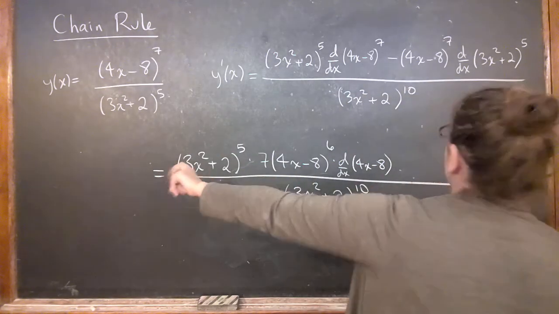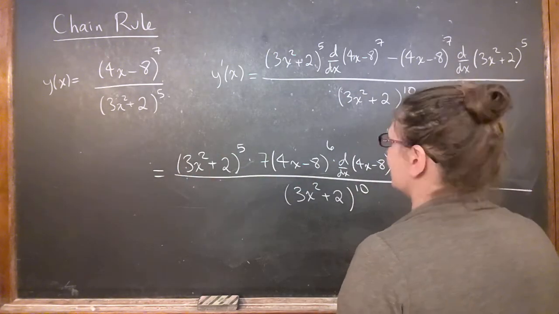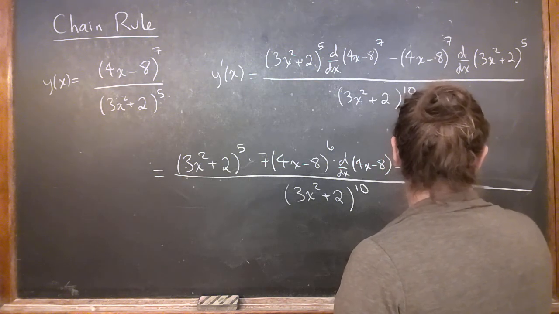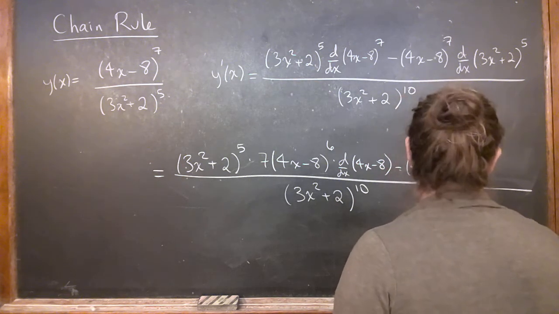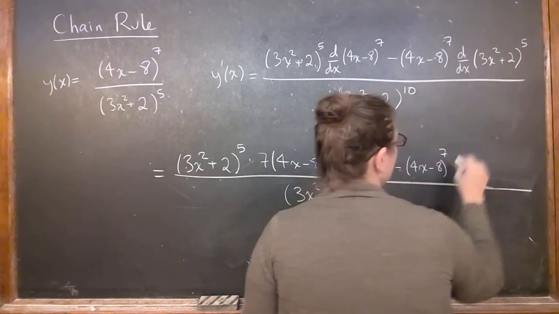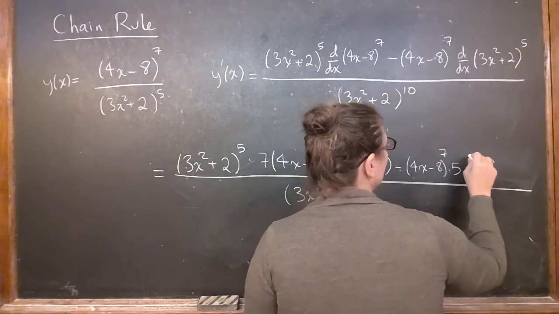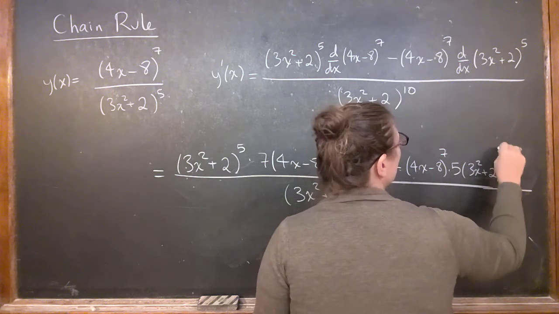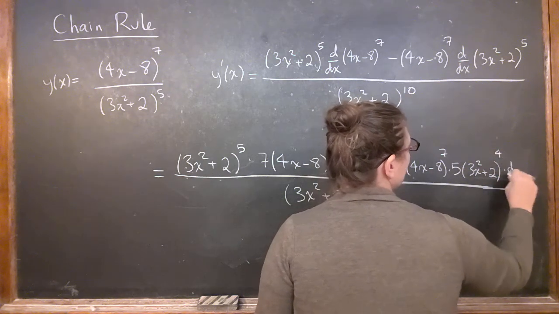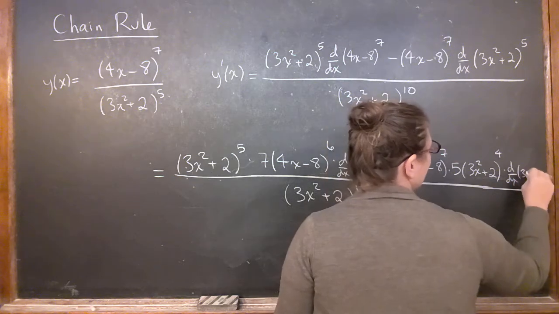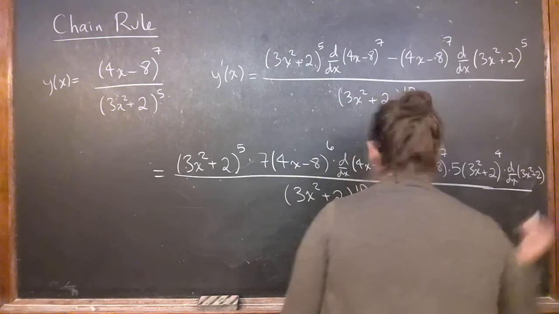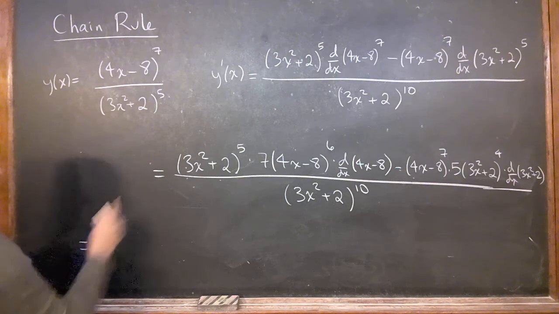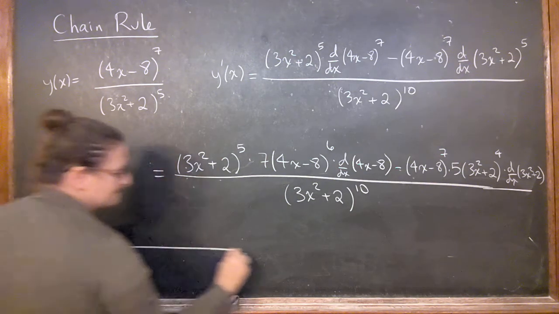I probably should have started even further over there. Now look at this mess. Okay, minus 4x minus 8 to the 7th. Now the derivative of this is going to be chain rule: 5 times 3x squared plus 2 to the 4th times the derivative of 3x squared plus 2. All right, let's clean this up here. I'm just going to move all the way over here.